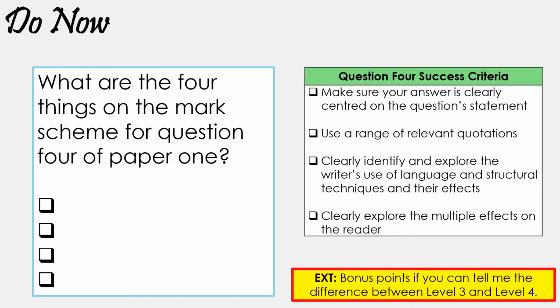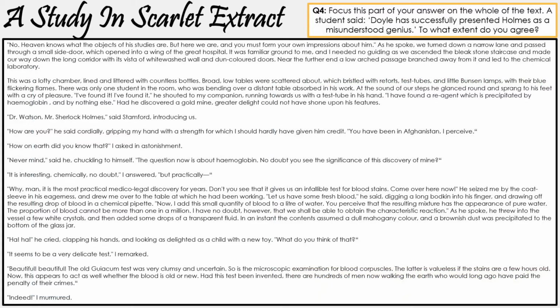Now keep in mind that you are the reader in this situation, so when the question says, to what extent do you agree, this is your chance to explore the effect on the reader. Now question 4 always has a statement, and today's statement says, Doyle, who's the author, has successfully presented Holmes as a misunderstood genius. To what extent do you agree? So with that in mind, pause the video, take 5 minutes, and read through the extract thoroughly.